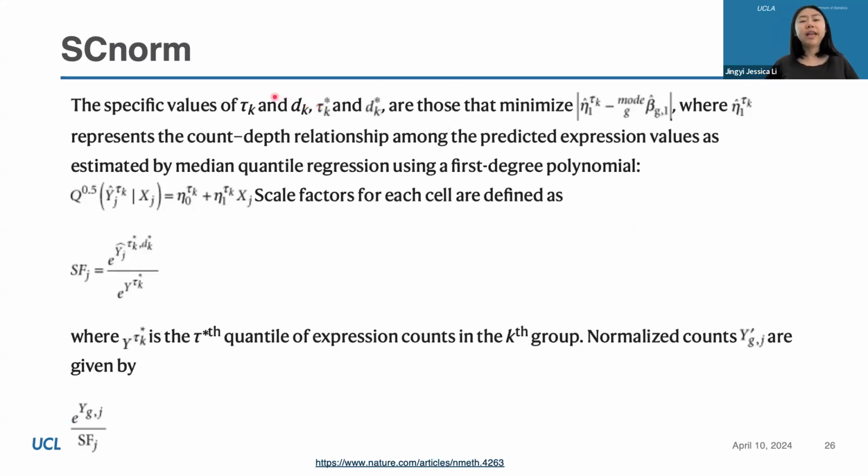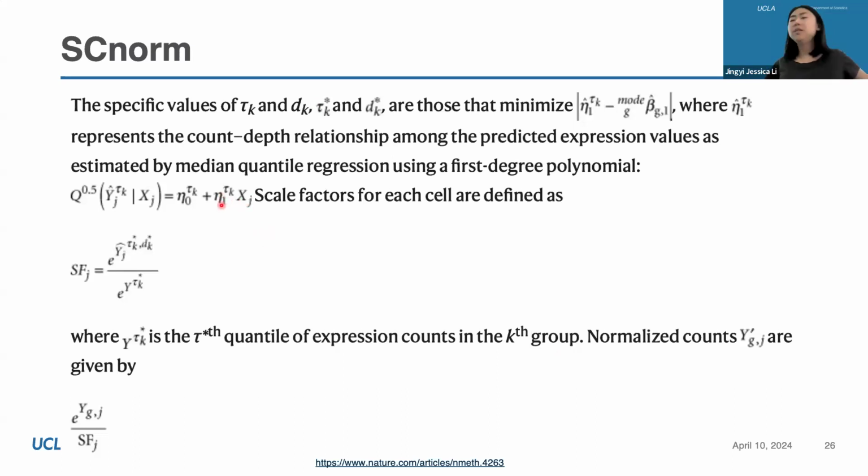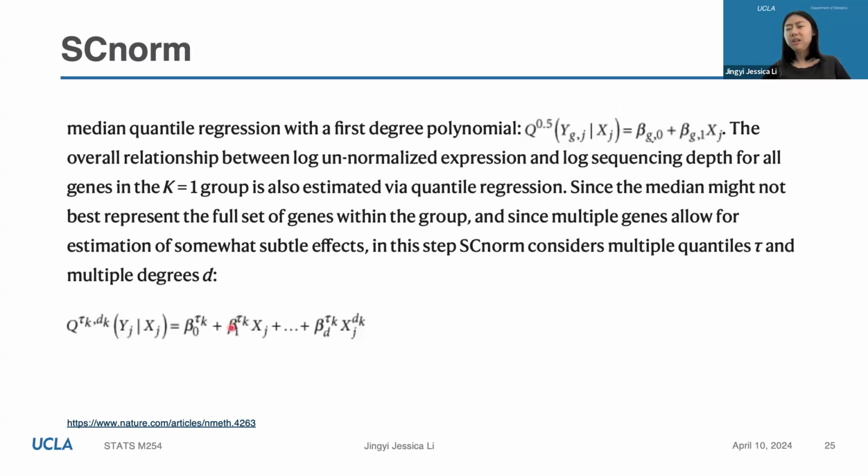The specific values of tau k and dk, the quantile and degree, they call these chosen ones tau k star, dk star, are those that minimize this thing, where this first term eta 1 hat tau k represents the count depth relationship among the predicted expression values as estimated by quantile regression using first degree polynomial. So this is from the first equation we saw here. They said that the slope for the sequencing depth, called eta 1 tau k. But I don't get what you get from here. So the second term is mode G. And by mode, we typically mean the distribution, where the peak is, right? That value is called the mode of beta hat G1. So I would assume that beta hat G1 is from here, but I'm not sure.